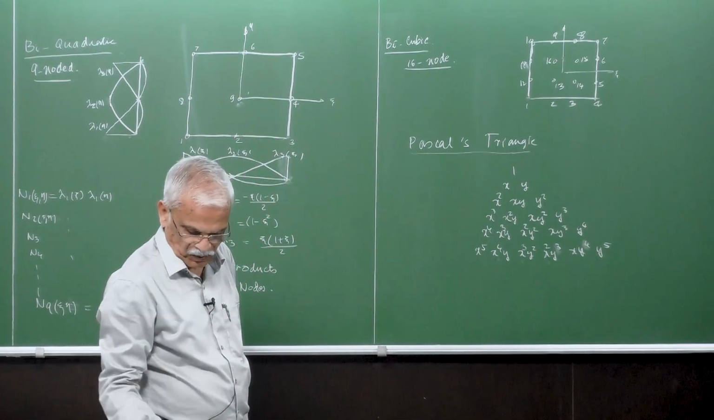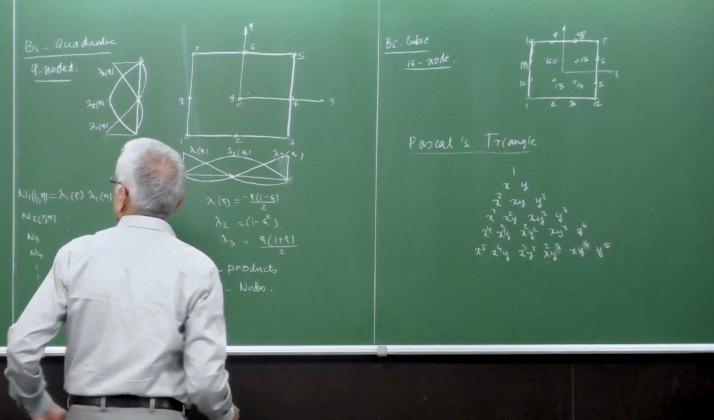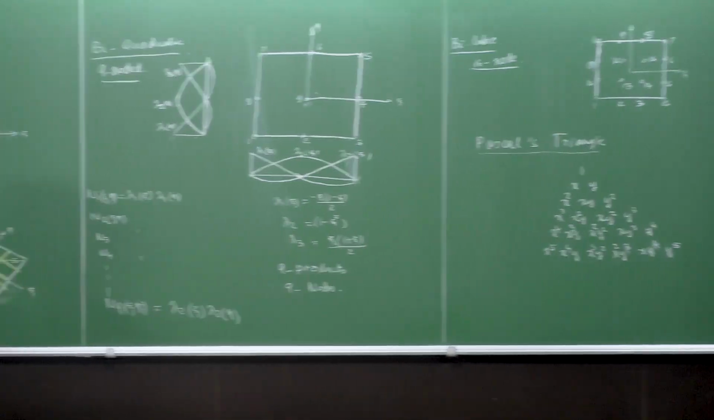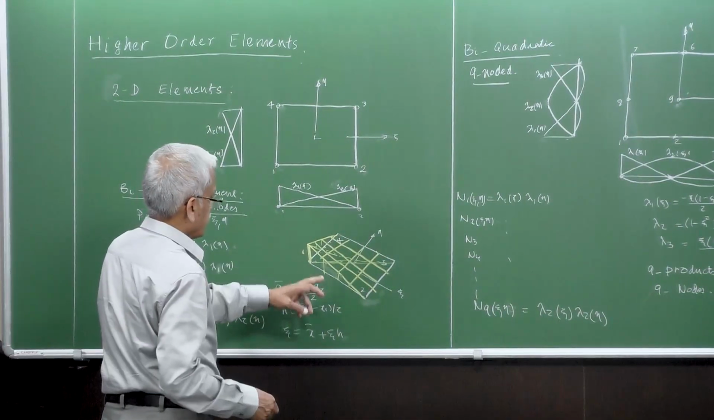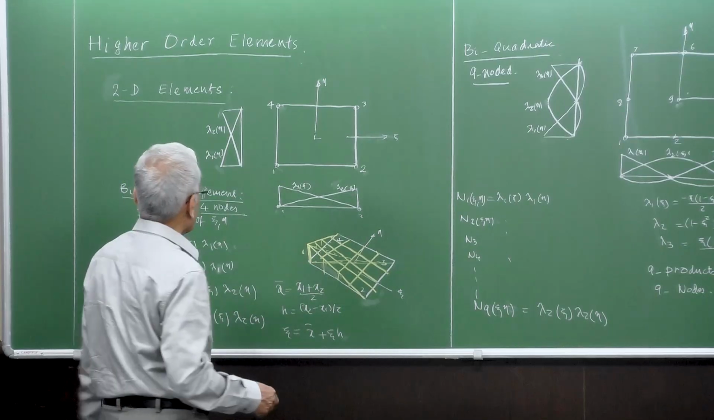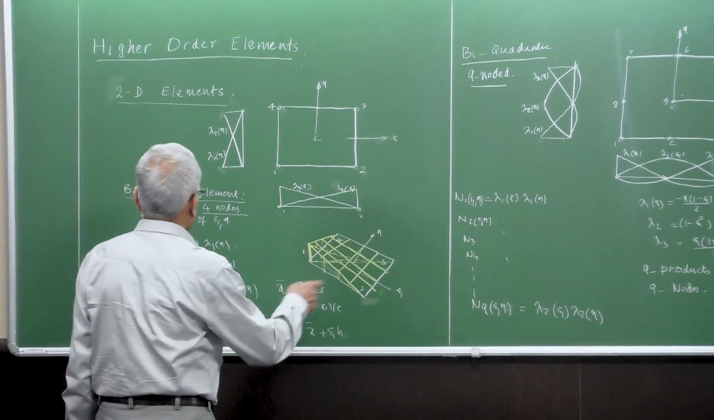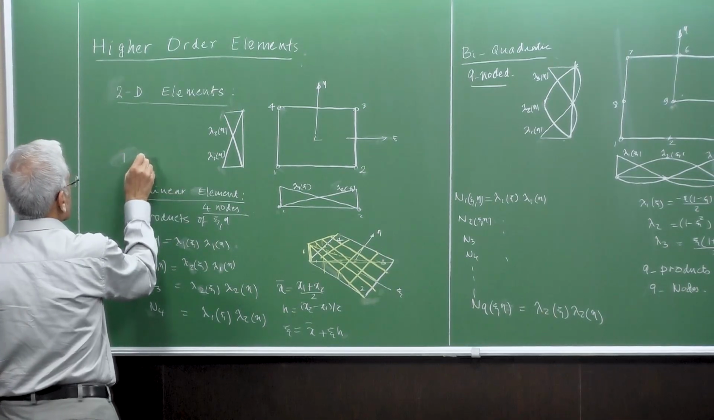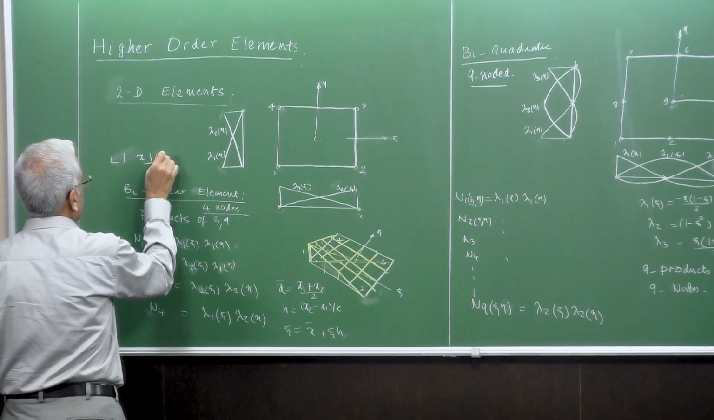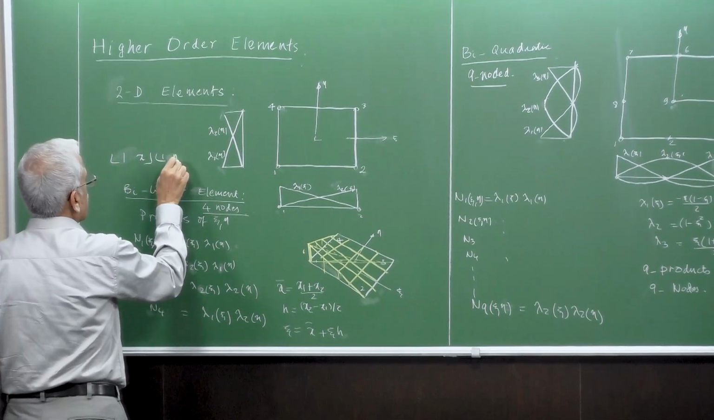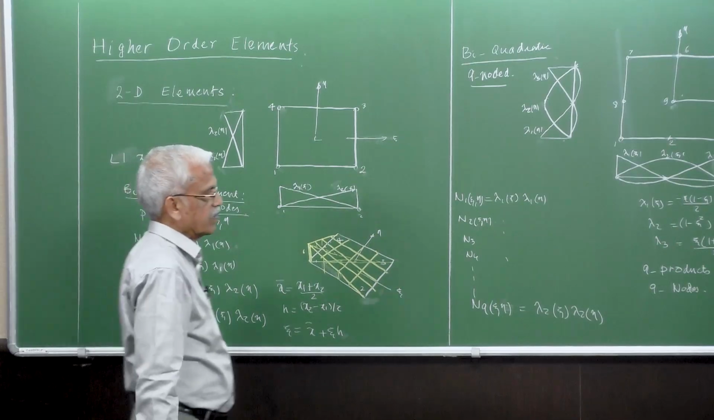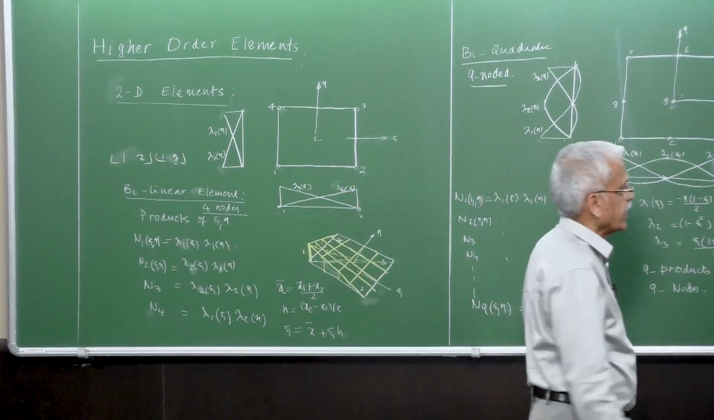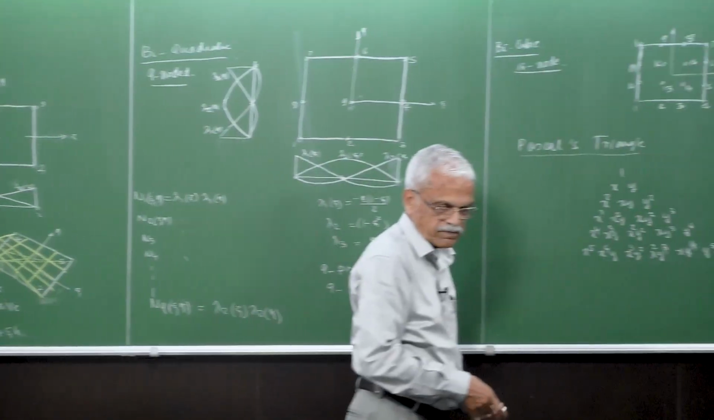If you see them, we can immediately see that these are the products of Lagrangian polynomials in x and y directions. So if you go back here, it is a product of linear terms in x and linear terms in y, by all possible products here. So that means that it consists of 1, x, y and xy. So that means that you have these terms.